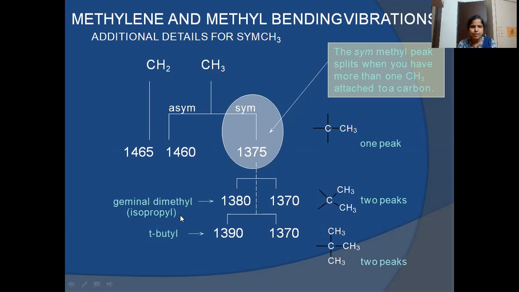Now for isopropyl groups, like this, two bands appear in this region, 1380 and 1370. If it is a tertiary butyl group, this one, for this also two bands appear. So these are the bending vibrations.